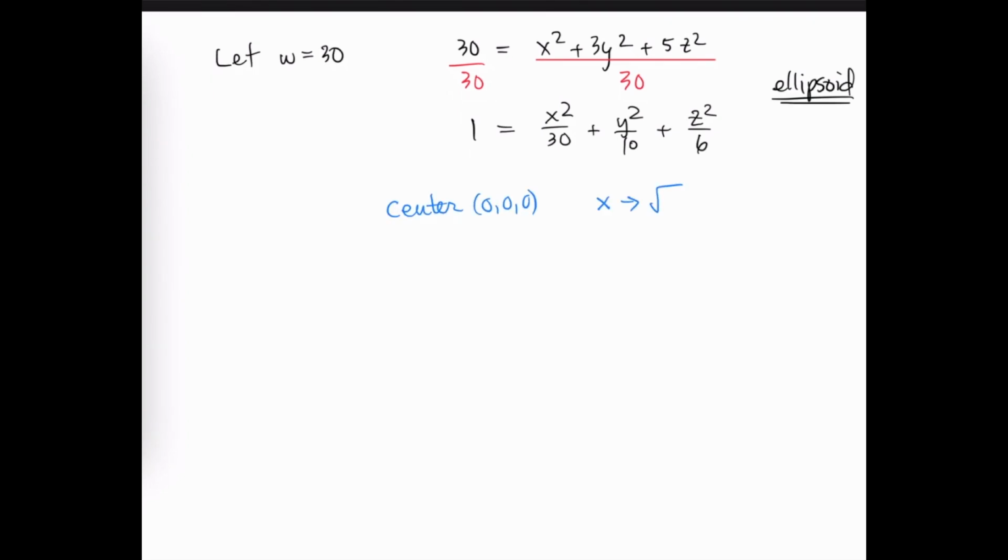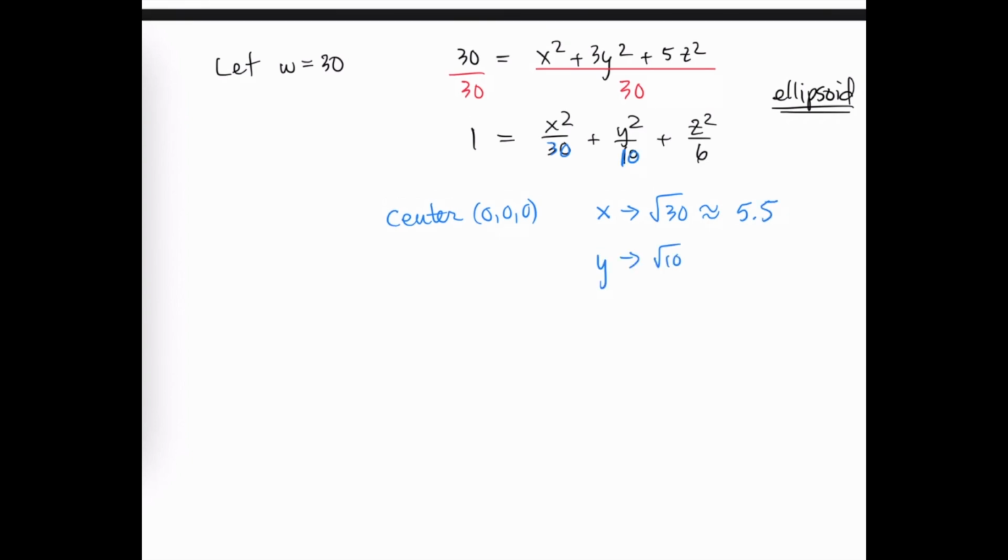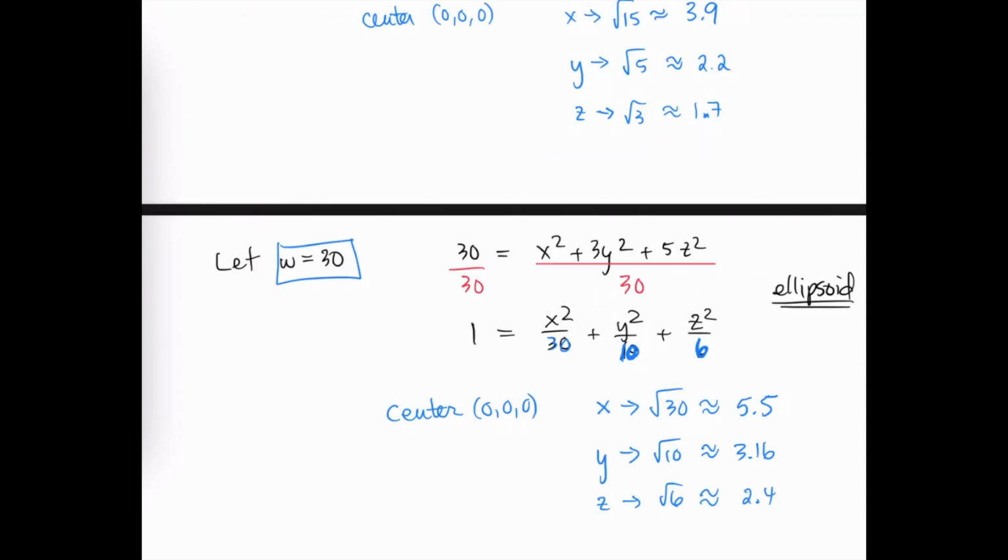And in the direction of x, we're going to be traveling the square root of 30, which is the square root of the number that is under the x variable, approximately equal to 5.5. And in the direction of y, we're going to be traveling the square root of 10, which is approximately equal to 3.16. And in the direction of z, we're going to travel the square root of 6, which is approximately equal to 2.4. And the ordered triples that solve this ellipsoid equation are going to be the ones that map to the w equals 30 range element.